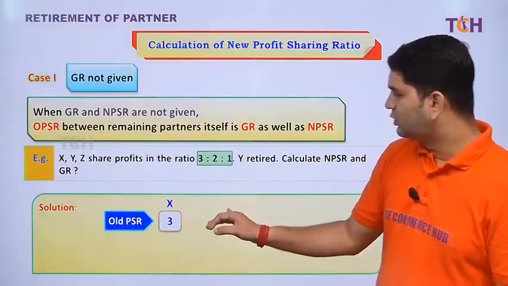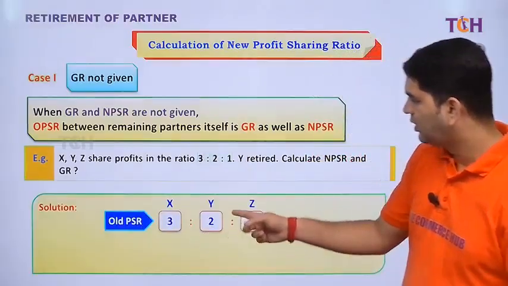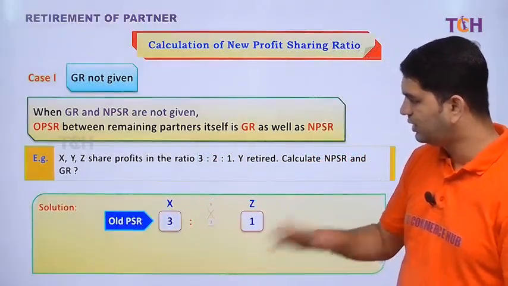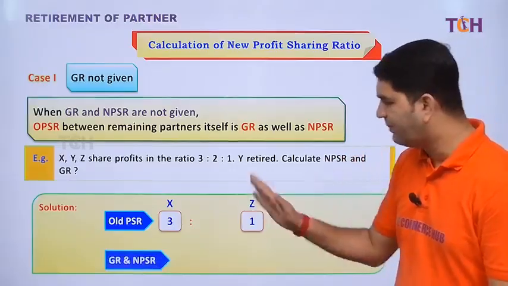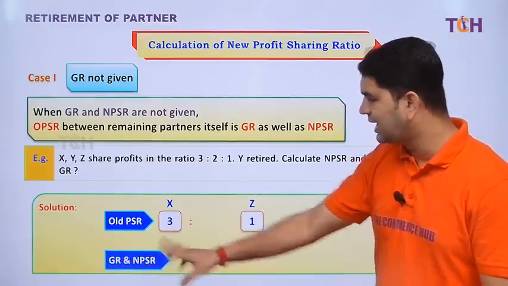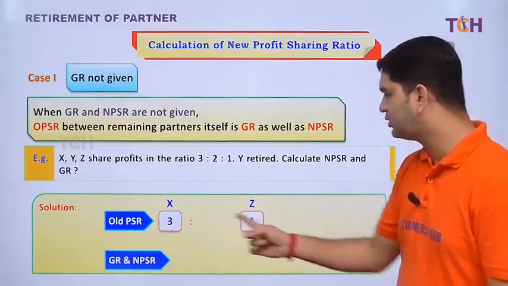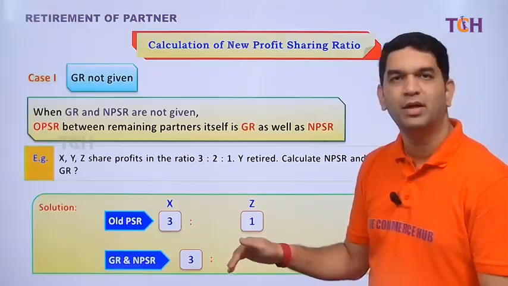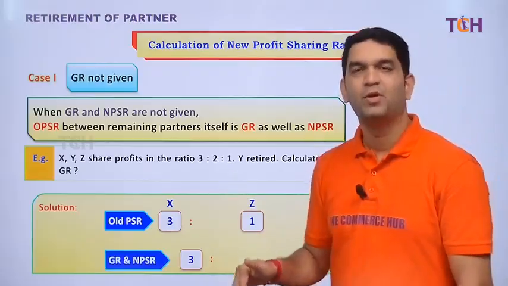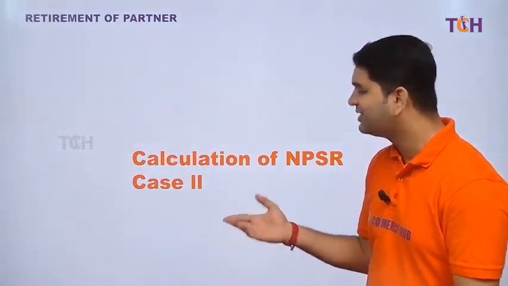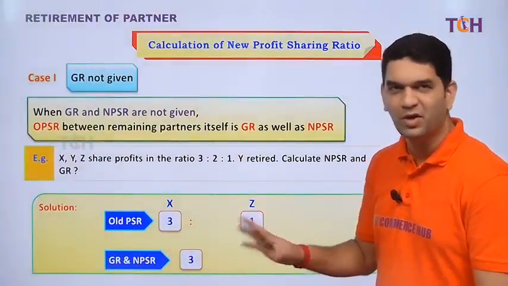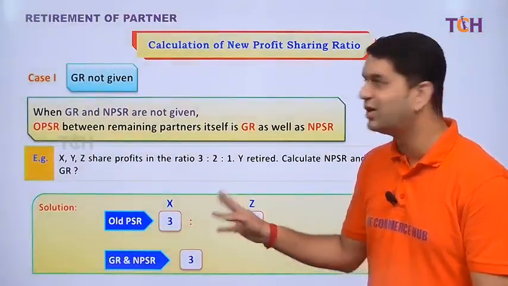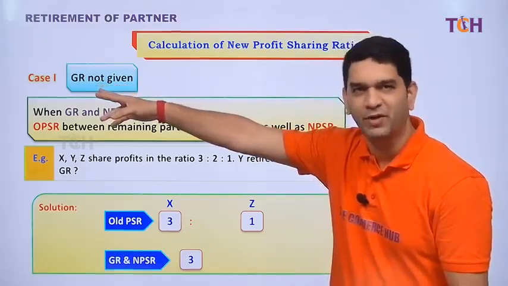OPSR is 3:2:1. Y retires. So we'll wipe it out, we'll scrap it. So the NPSR and GR is 3:1. So this is what we call as a method. What method? Whatever was there, you'll not call it a method, you'll call it as when GR is not given.